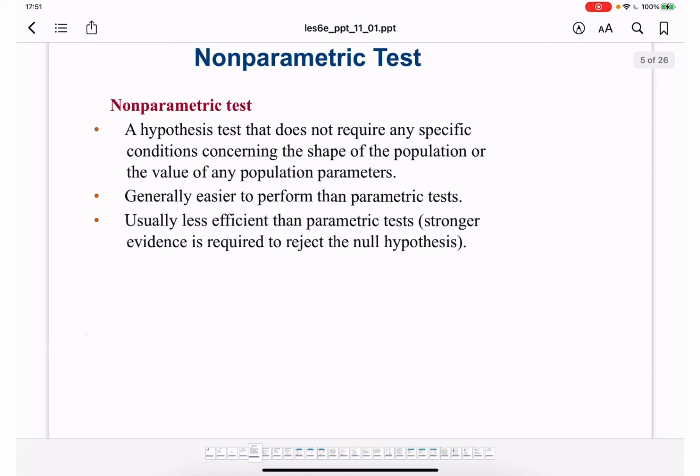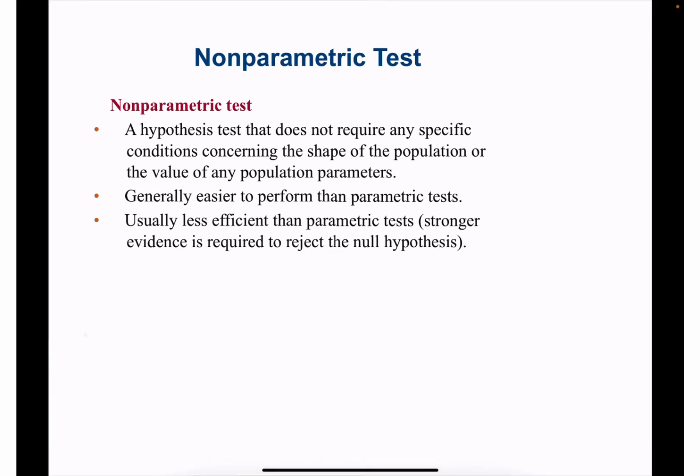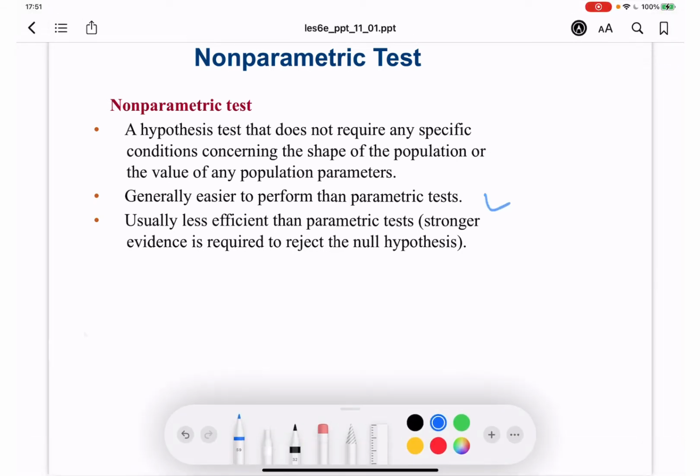I already explained all this, but still, let me fly over. A non-parametric test is a hypothesis test that does not require any specific conditions. Remember, I told you it's a distribution-free type. Any type of distribution can be used, okay? And it does not require any specific condition concerning the shape of the population or the value of any population parameters. Generally, it's easier to perform, but usually less efficient than parametric tests. Stronger evidence is required to reject the null hypothesis.